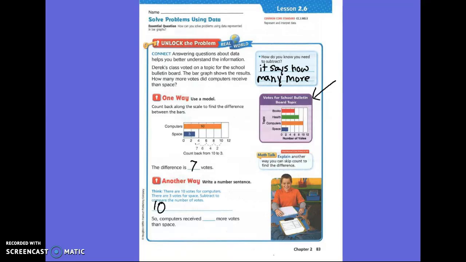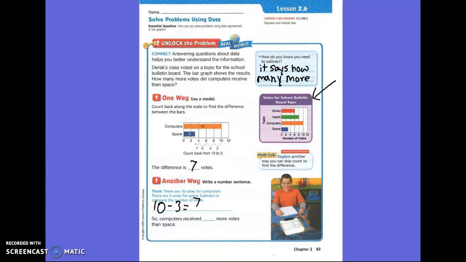What would our second number be for this problem then? Or what's the second thing we do? Not the second number, the second thing we do. Carter? Put a minus sign. Then what's our second number for our sentence? Jacob? 3. Then what do we put? Eli? Equal sign. And then our last part of our number sentence, Bella, is 7. 10 minus 3 equals 7.